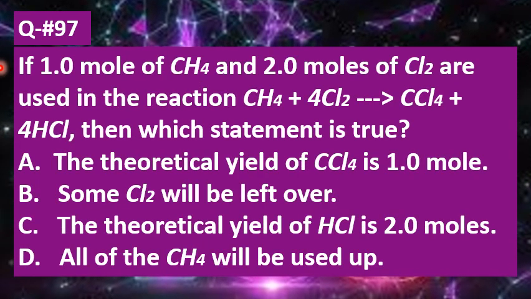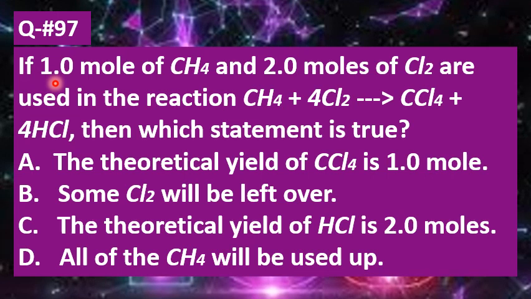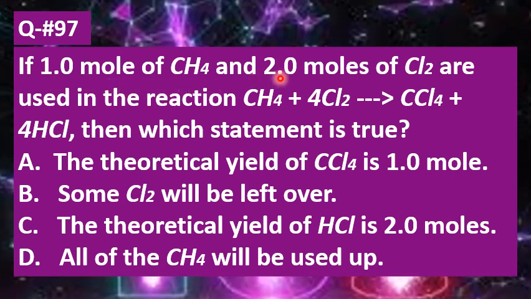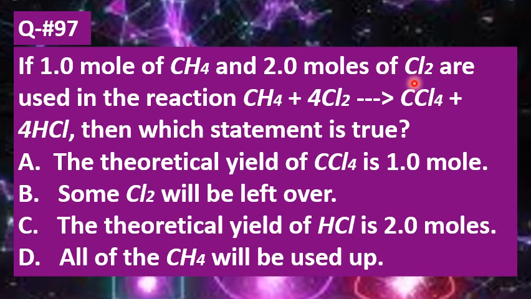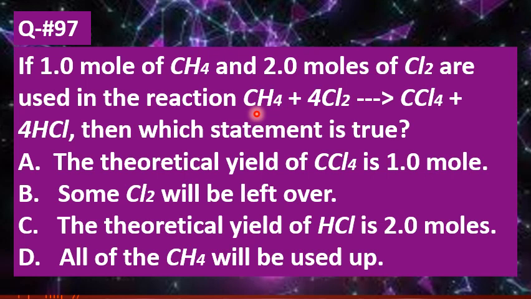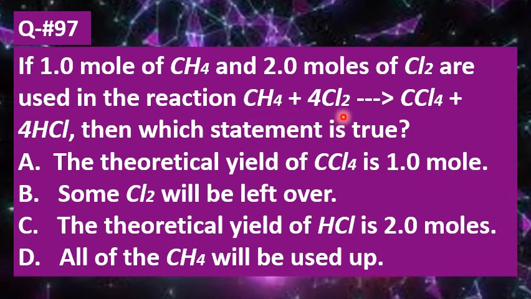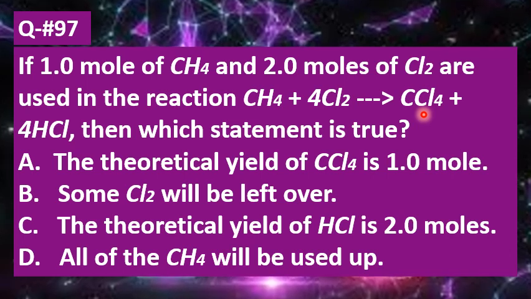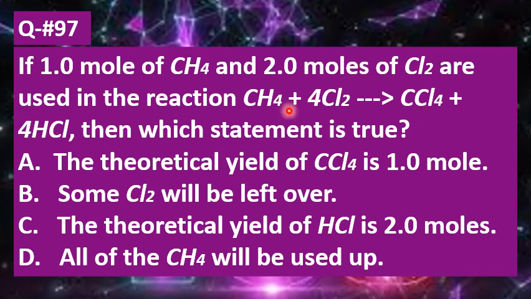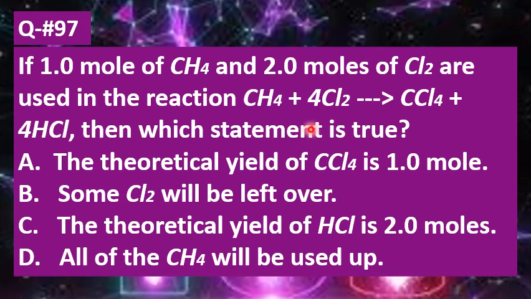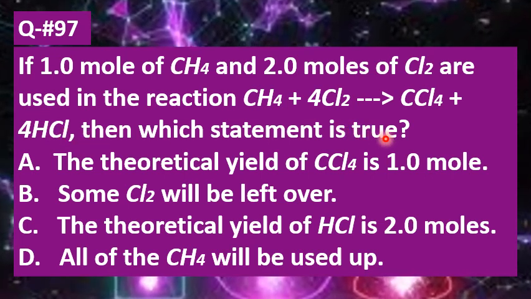The question is, if 1.0 mole of CH4 or methane and 2.0 moles of Cl2 or chlorine gas are used in the reaction, 1 mole of methane plus 4 moles of chlorine gas yield 1 mole of carbon tetrachloride plus 4 moles of hydrochloric acid, then which statement is true?